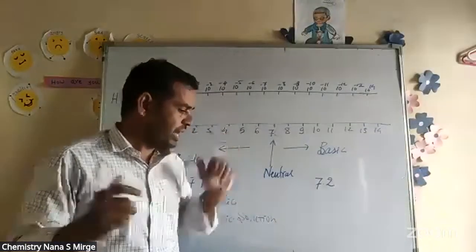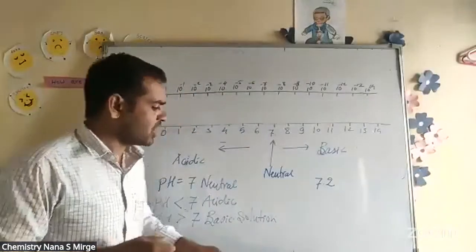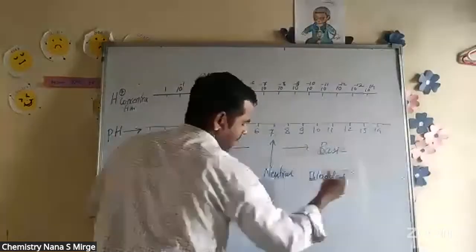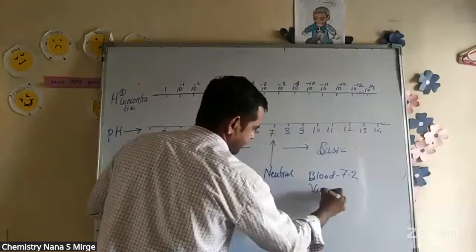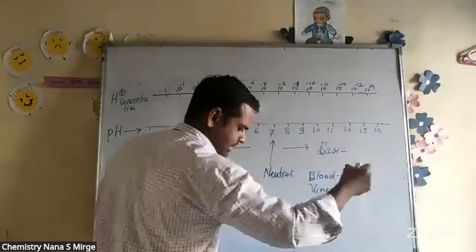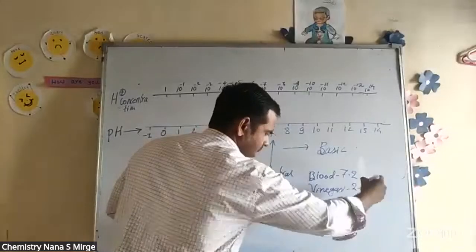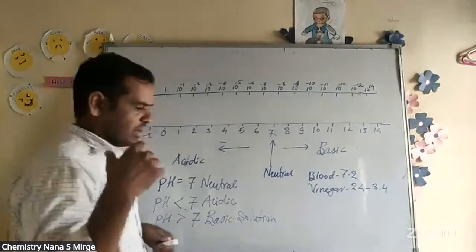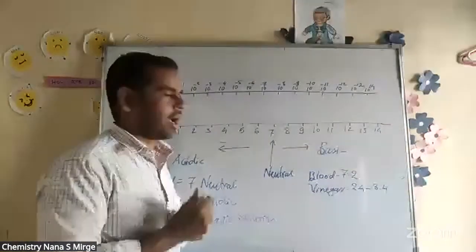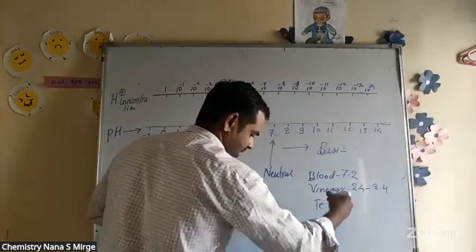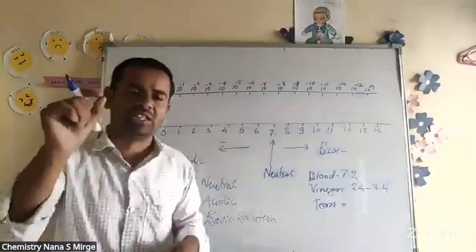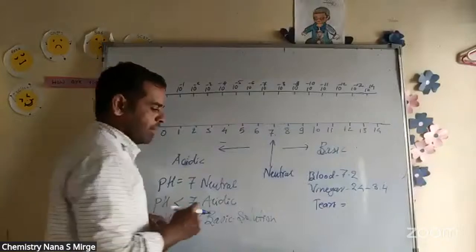So again, suppose vinegar. What is the vinegar's pH? Blood pH is 7.2, and the vinegar pH is 2.4 to 3.4. अगर टीयर का आप पीएच चेक करोगे, जे आपल्या डोळ्यातून अश्रू येतात त्याचा तर पीएच चेक केला तर तो येतो बघा 7.4.